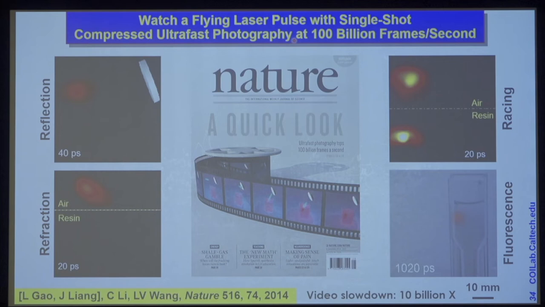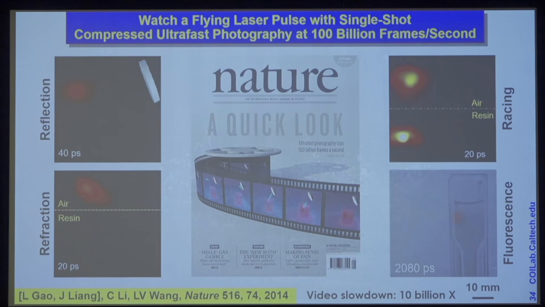And if you want to capture light speed propagation in real time, you have to really enhance your speed by orders of magnitude from what's available. And so we built this camera that allows us to image at 100 billion frames per second. The movies here have been slowed down by 10 billion times in order for us to watch.